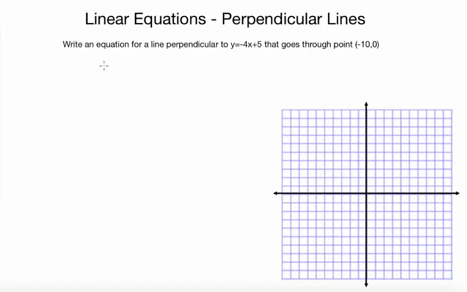Here's the problem. Write an equation for a line perpendicular to the equation y equals negative 4x plus 5 that also goes through point negative 10, 0. So let's draw a picture of what we've got going on here, make sure we're visualizing this thing.